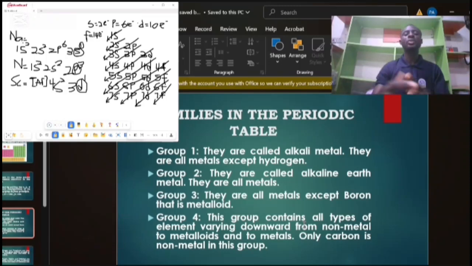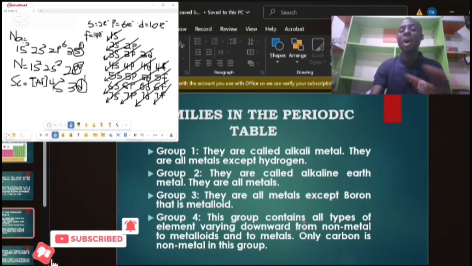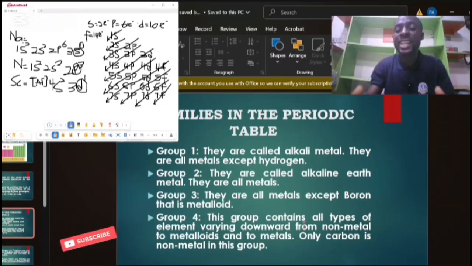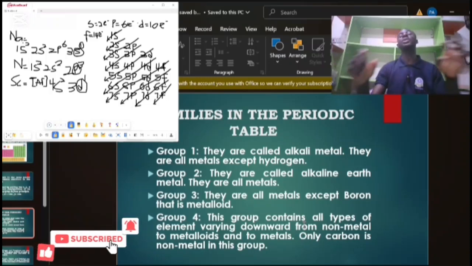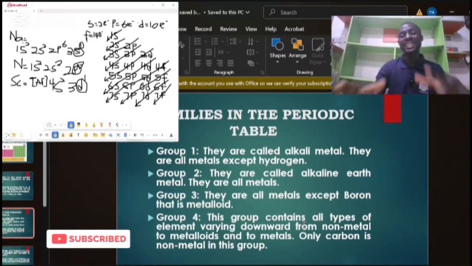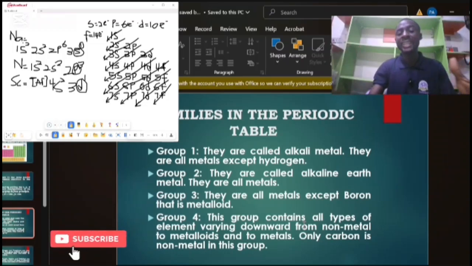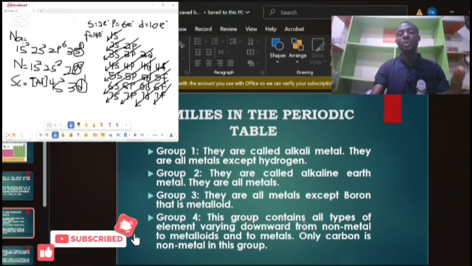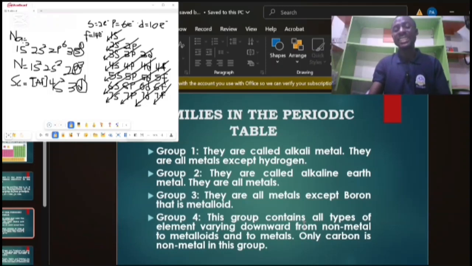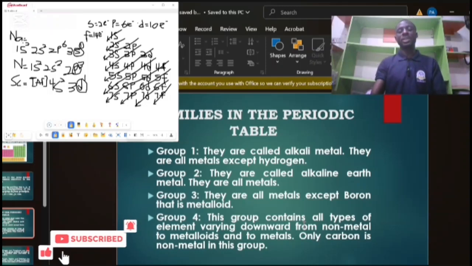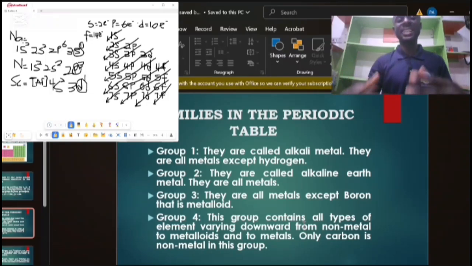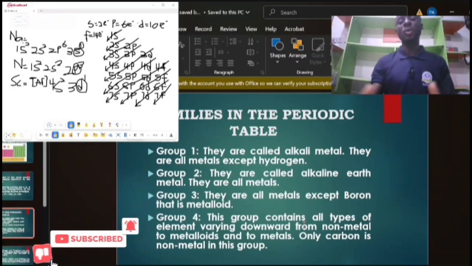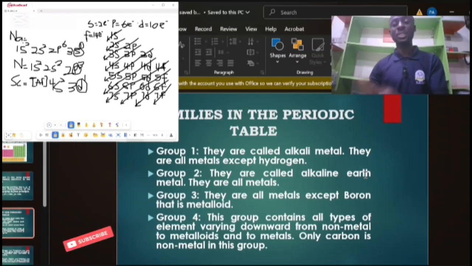Let's come to group 2. All elements in group 2 are metals. They are called alkaline earth metals. Why? If you dissolve any metal in group 2 in water, it is also going to form an alkaline solution. And the reason why earth is included in the name is because they are found below the earth crust. All these elements in group 2, they are found below what? The earth crust. And when you dissolve them in water, they are going to give you an alkaline solution. That's why we call them alkaline metals. And because they are found under the earth crust, that's why we put earth there.